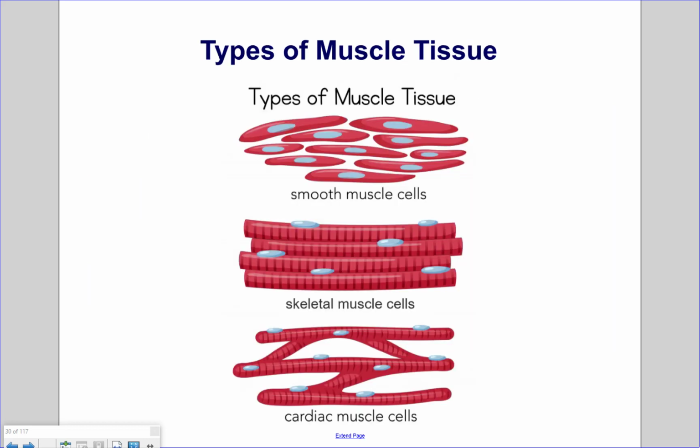Types of muscle tissue. So in summary, the types of muscle tissue cells include smooth muscle cells, which have 1 nucleus per cell. They are spindle-shaped, and they have no striations. They are arranged in a circular pattern within the walls of blood vessels and hollow digestive organs. Skeletal muscle cells are cylindrical-shaped, multinucleated, and have striations. Cardiac muscle cells are also cylindrical-shaped, striated, multinucleated, but they are more branched than the skeletal muscle cells are.